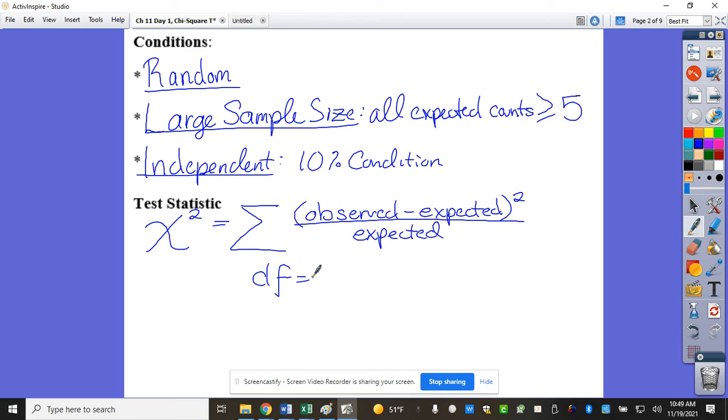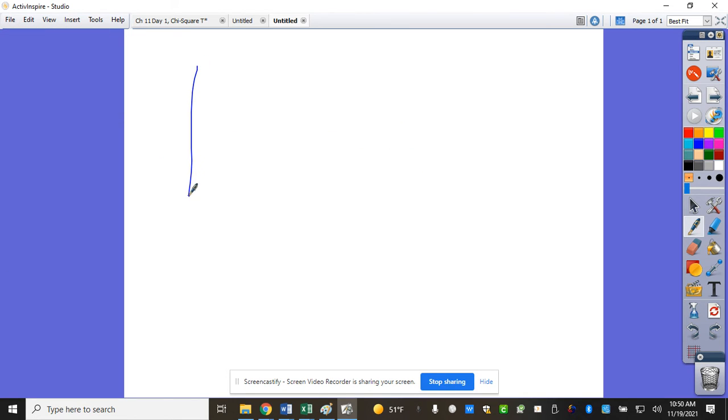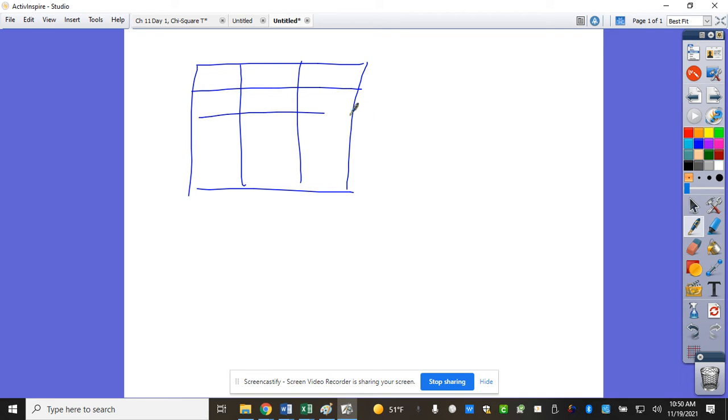We need to talk about how we deal with degrees of freedom. Up to this point, degrees of freedom is just what? How do you find degrees of freedom? N minus 1. Well, now I'm going to have a two-way table, and I'm going to have a certain number of categories in each one.